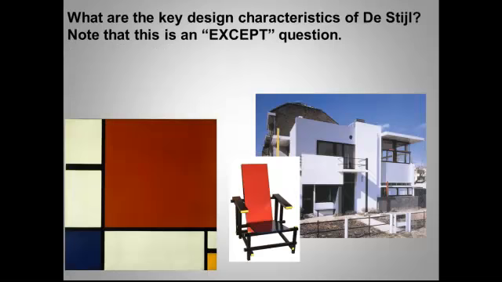The College Board is also enamored of the Dutch de Stijl movement. You see here Mondrian's geometric paintings, a Gerrit Rietveld chair, and his famous Schroeder house. So what are the key characteristics? And it's an except question. I think it's actually a little tricky. So let me talk it through a little bit.